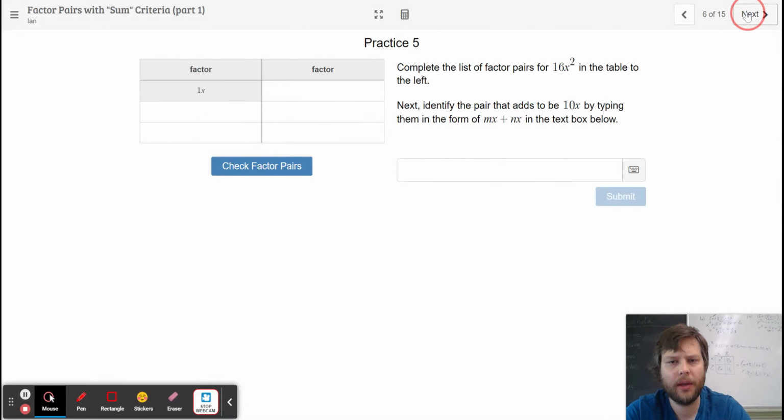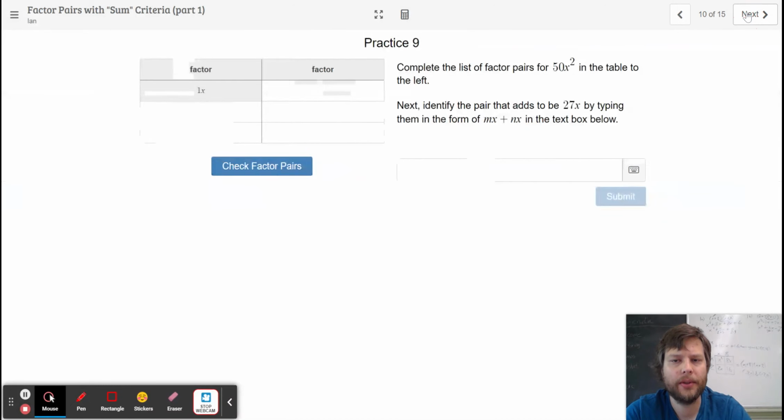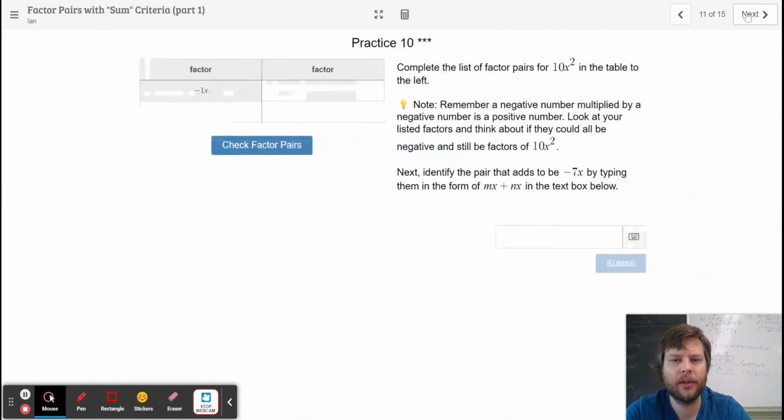So here we have basically the same thing. I'm just seeing if they get anything trickier. Nothing tricky yet. This was where I wanted to go.